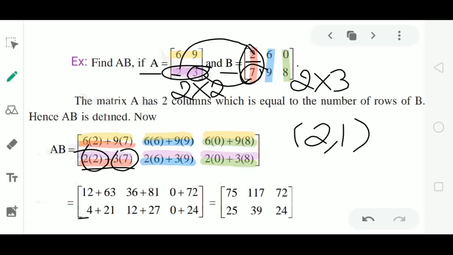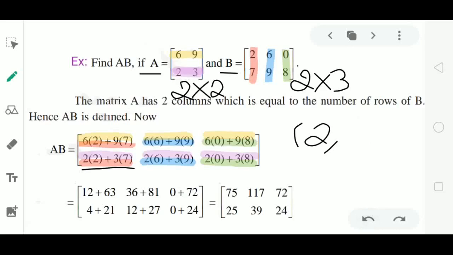2 into 2 is 4. 3 into 7 is 21. Now we take the sum of these products, which gives us 25. So this is the first element of second row of AB. Next, to find second element of second row of AB, that is element lying in second row second column, we consider second row of matrix A, second column of matrix B, multiply them element wise.